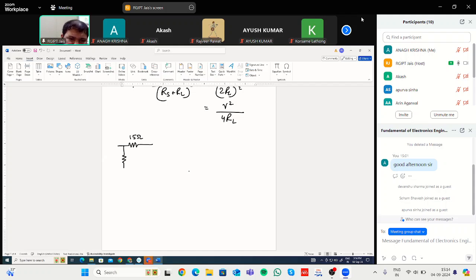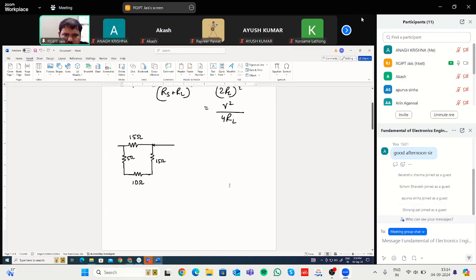There is this 5 ohm resistance, there is this 10 ohm resistance, 15 ohm resistance. This is your load resistance. You don't know what will be the load resistance value. So the question will be: find out the load resistance for which maximum power will be delivered. So you know RL should be equal to RS, but you don't know the RS here. So first you have to find out what will be the RS.